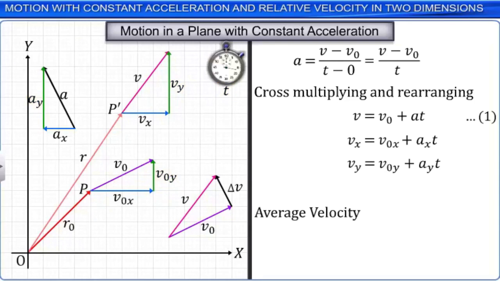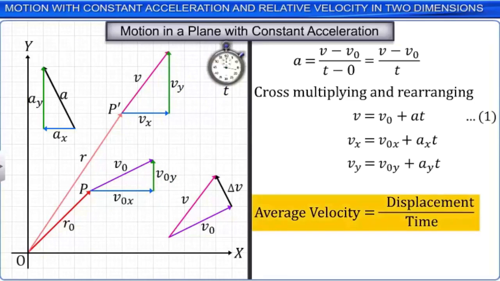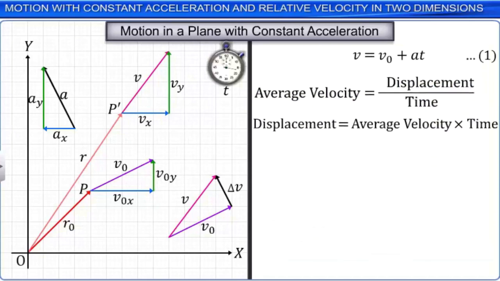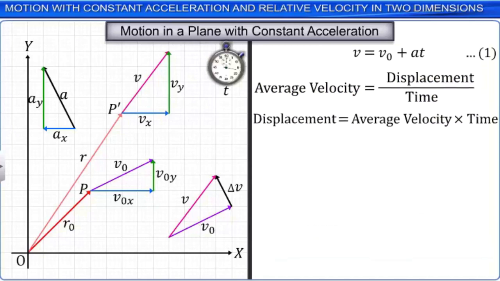And when it comes to the next one, average velocity will be given by total displacement over total time. So we have the same average velocity here, only the displacement is in the x and y coordinates, so you can write that as average velocity into time. What is the average velocity and what is the total time we are going to have here?